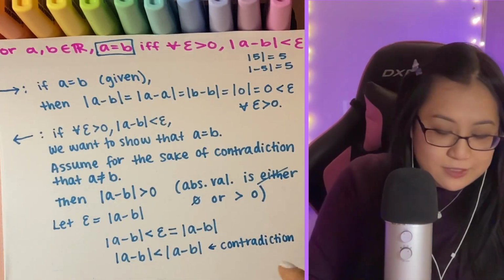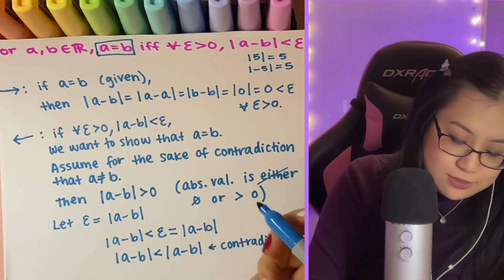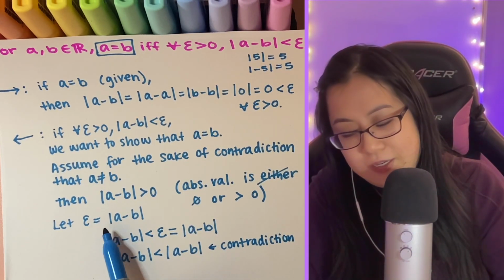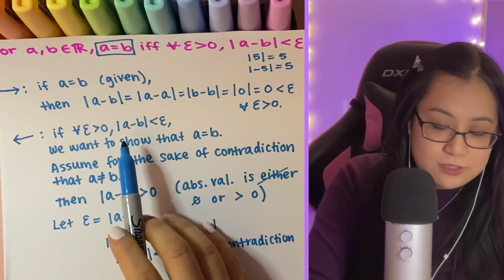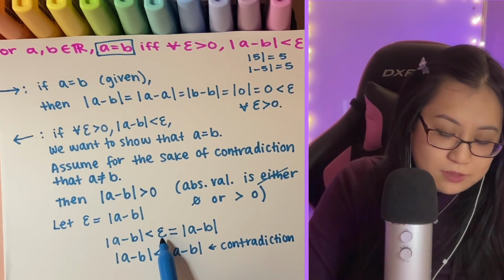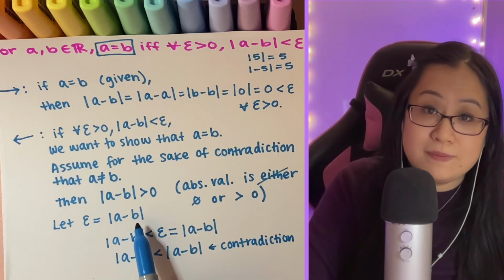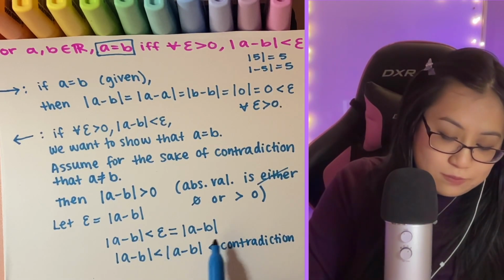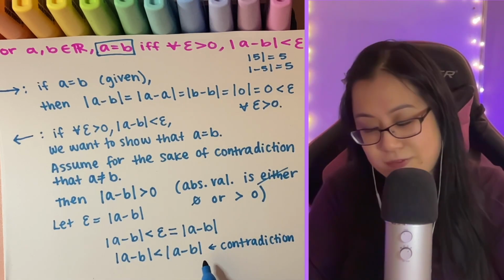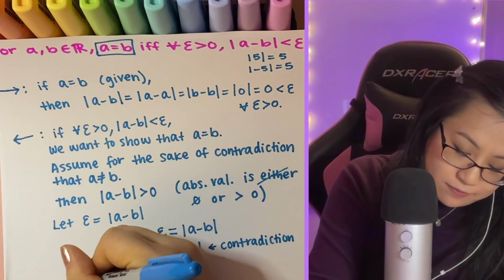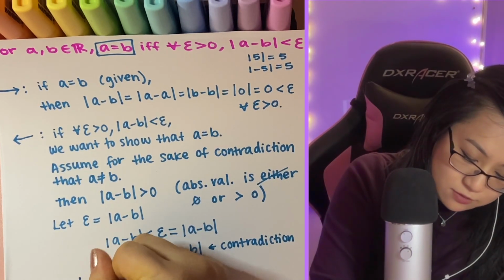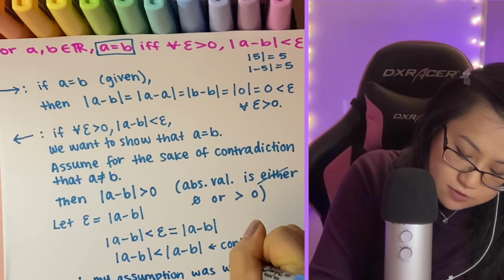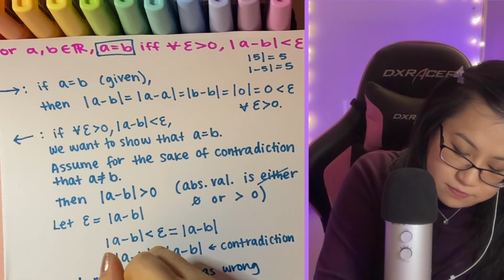I realize I got a little cut off here on the paper, so let me retrace a little bit. If I let epsilon equal the absolute value of a minus b, then based on the given, the absolute value of a minus b is less than epsilon, but epsilon is equal to the absolute value of a minus b. This should work for all epsilon, so it has to work for the one that I choose. But in this case it doesn't work because a number is not less than itself, so that's my contradiction. Therefore my assumption was wrong, and therefore a must equal b.